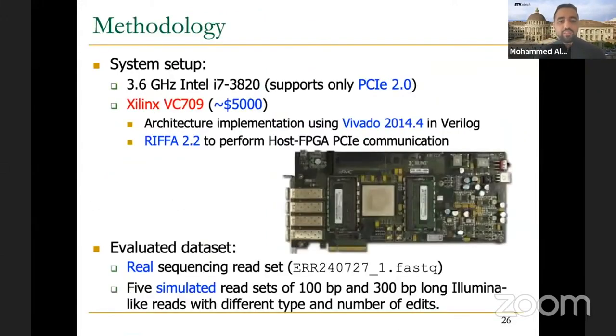Now for the key results, we implemented or realized this in real FPGAs. This is the FPGA itself, Virtex-7 VC709. It cost about $5,000 to get this at that time. I'm not sure about the price these days.